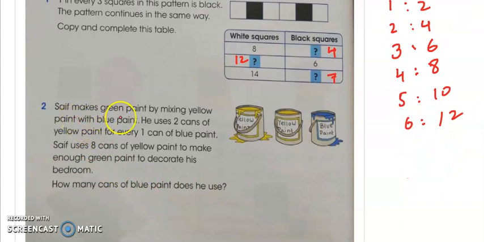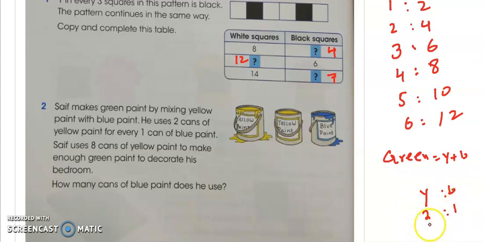The next question is, Saf makes green paint by mixing yellow paint with blue paint. He can make green by mixing yellow with blue. He uses 2 cans of yellow paint for every 1 can of blue. So if I take the comparison between the yellow and blue, he uses 2 cans of yellow for every 1 can of blue. So the ratio between them is 2:1. For 2 yellow there will be 1 blue, or for 1 blue there will be 2 yellow.